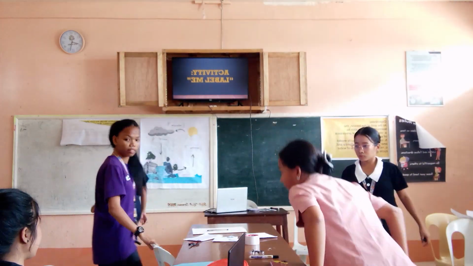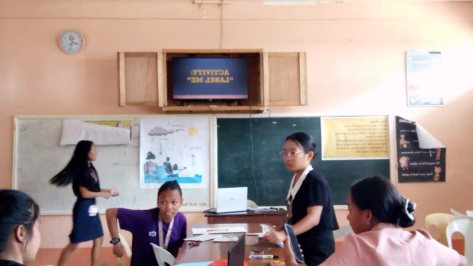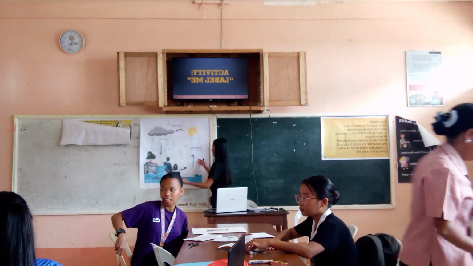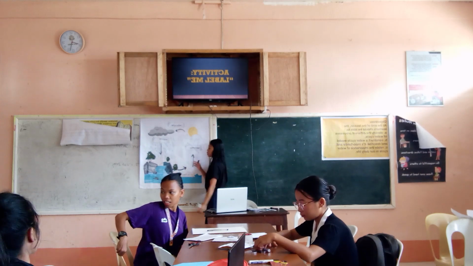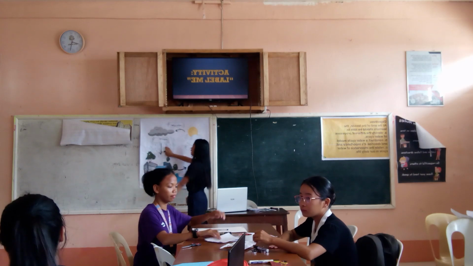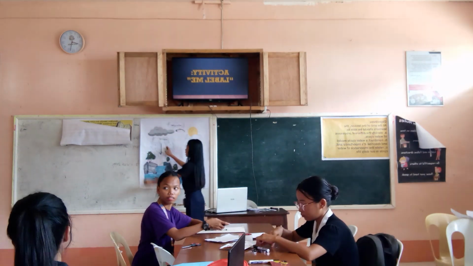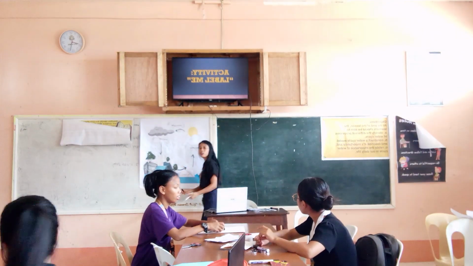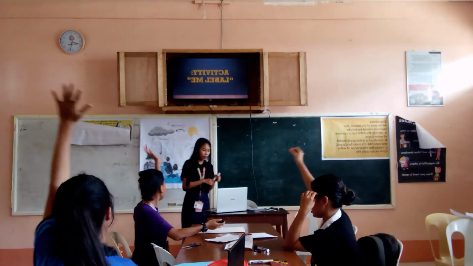Okay, let's check your activity. So the first phase of the water cycle is evaporation. And the second phase is condensation. And the third phase is precipitation. And the last stage is collection. Who got the perfect score? Teacher! Very good.